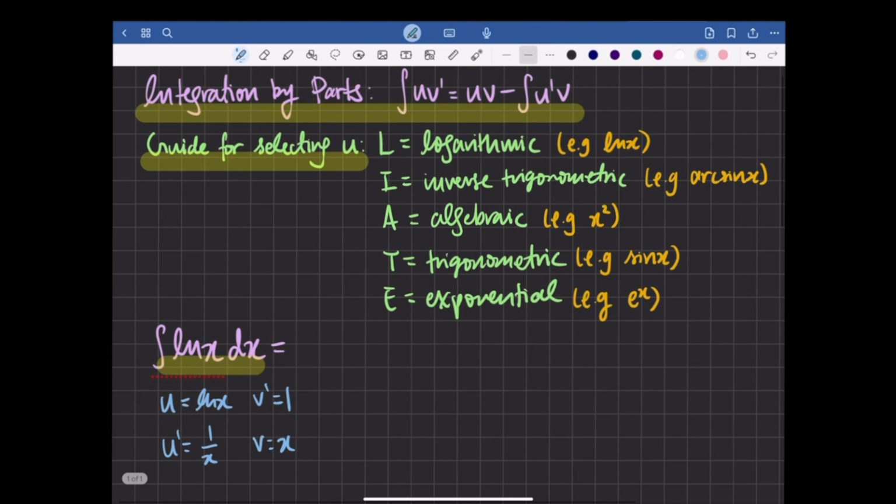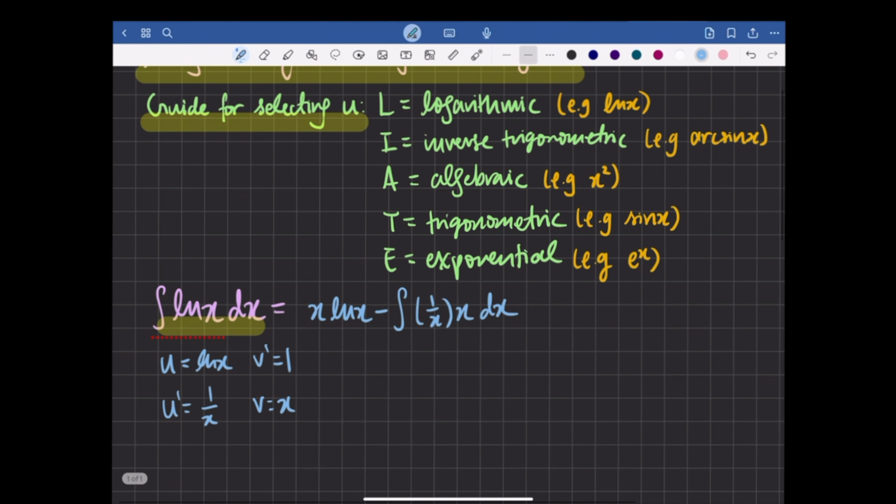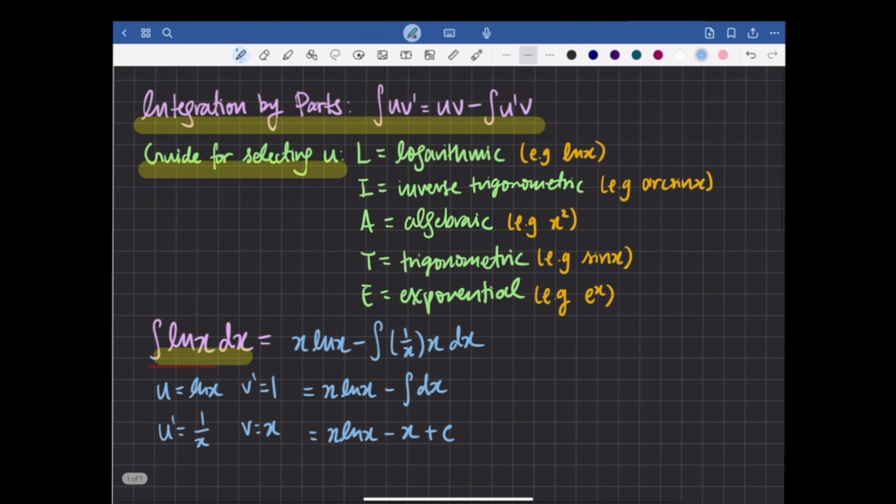So using the formula, this will thus be equal to x ln x minus the integral of 1 over x times x dx, which is then equal to x ln x minus the integral of dx, which, using the integration techniques that we have learned, is just simply x ln x minus x plus c. And there you have it, the integral of ln x. And also, do not forget the plus c. It will cost you marks.